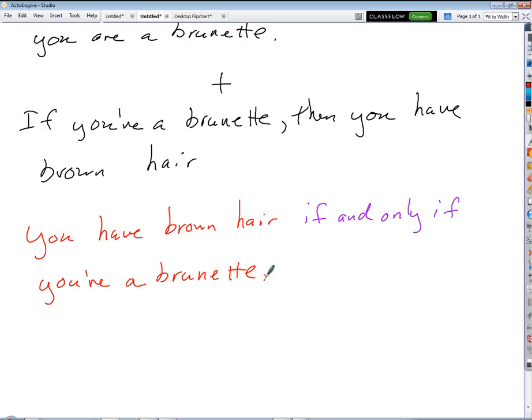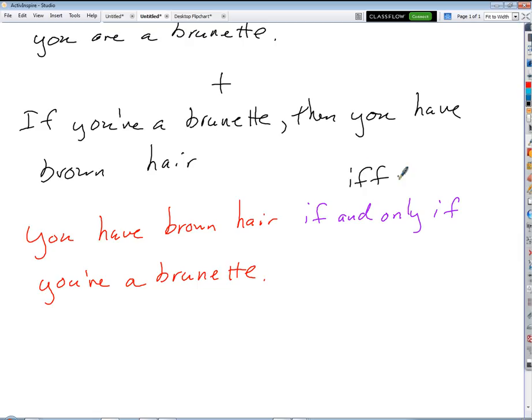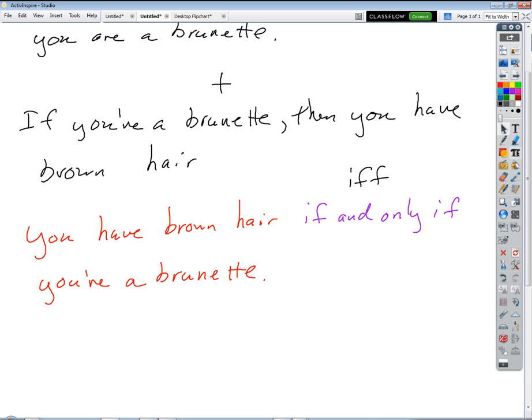So if we know that there's a statement that can go both ways, we can indicate that. We can show that this conditional statement works forward and backward by changing the language to say if and only if. The symbol for that in math is just this: an if with two f's, which just means if and only if. Okay? All right.